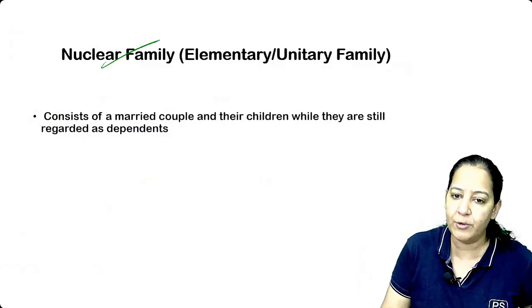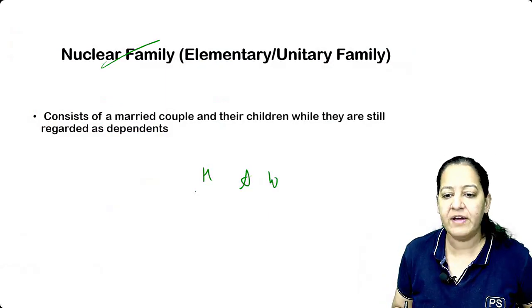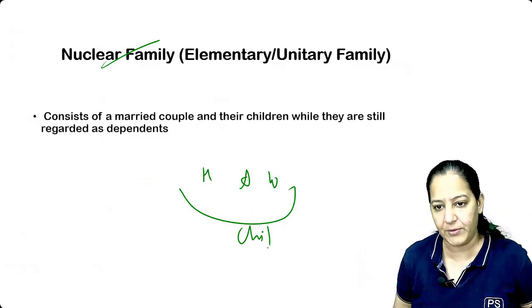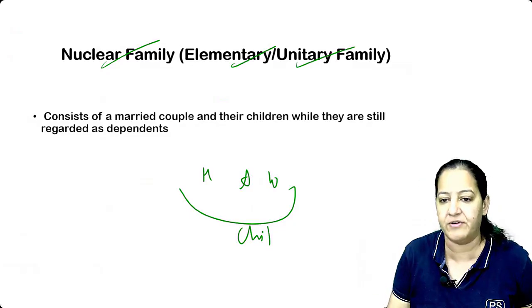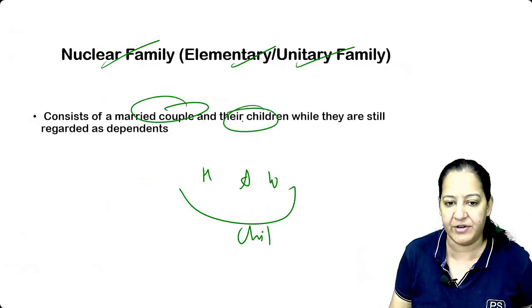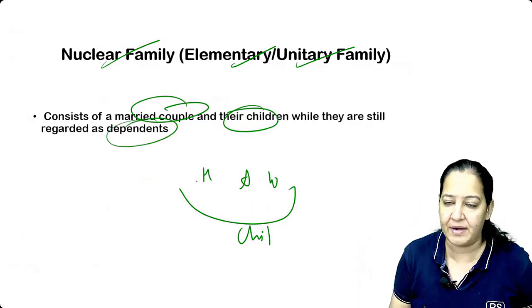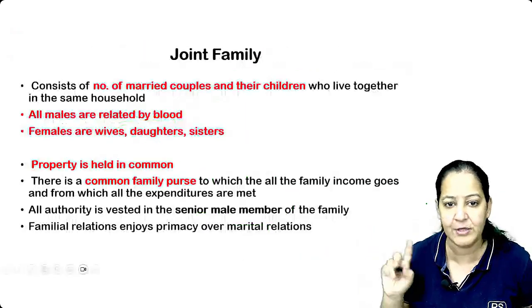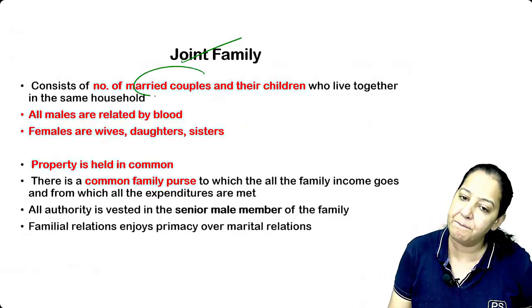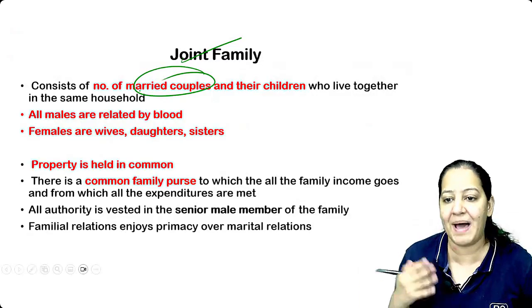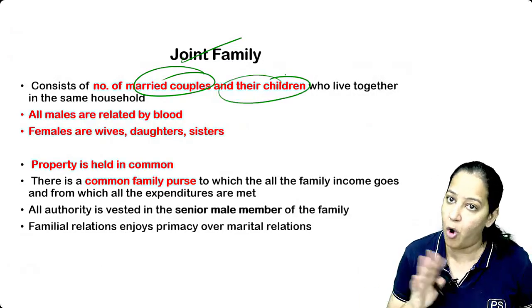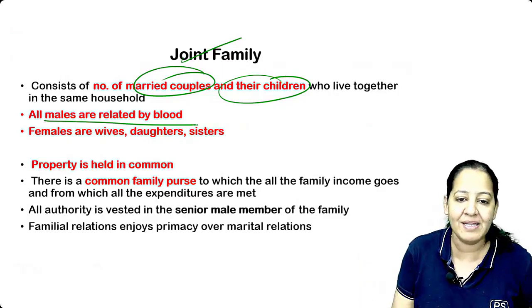You already know what a nuclear family is. The husband and wife and their children. That's it. This is known as a nuclear family. Elementary family, unitary family. Consists of a married couple and their children, till the children become independent. After that, the children will start leaving the parents. Nuclear family. Joint family, where multiple couples live together. Multiple married couples along with their children. All the couples have their children. All the males are related by blood.